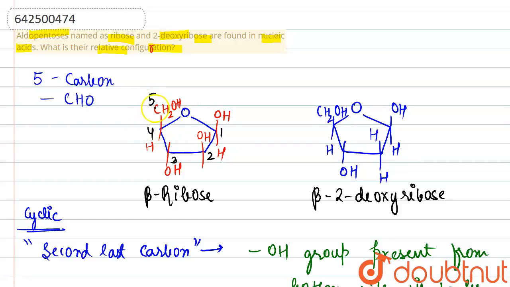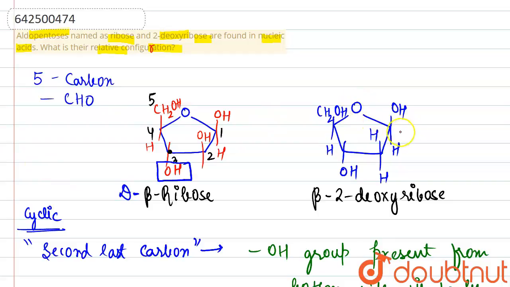The second last carbon from the bottom side, that is 5, 4, 3, will be this carbon at the third position. Here we have to see the OH attachment. We can clearly see that in this structure, OH is attached in the downward configuration, so it will be the D configuration. If OH were upward, it would be L. So here we can say that it is D beta ribose.